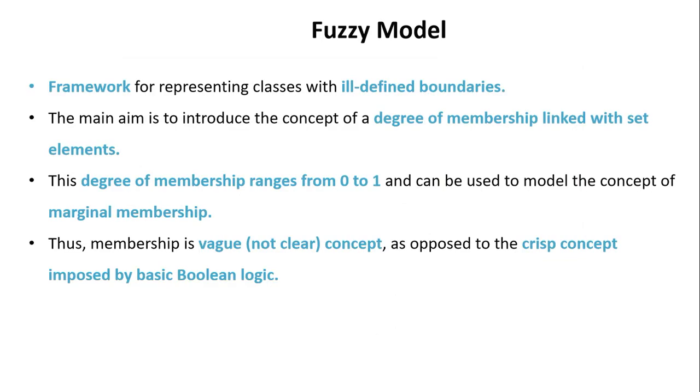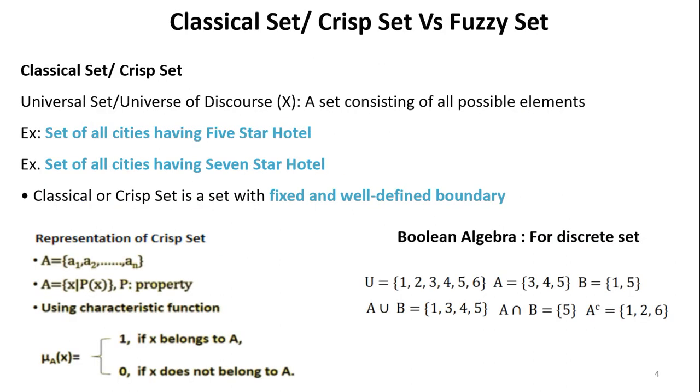Fuzzy model. It is a framework for representing the classes with ill-defined boundaries. The main aim is to introduce the concept of degree of membership linked with the set of elements. This degree of membership ranges from 0 to 1 and can be used to model the concept of marginal membership. Thus, a membership is vague, that is not clear, as opposed to the crisp concept imposed by the basic Boolean logic.